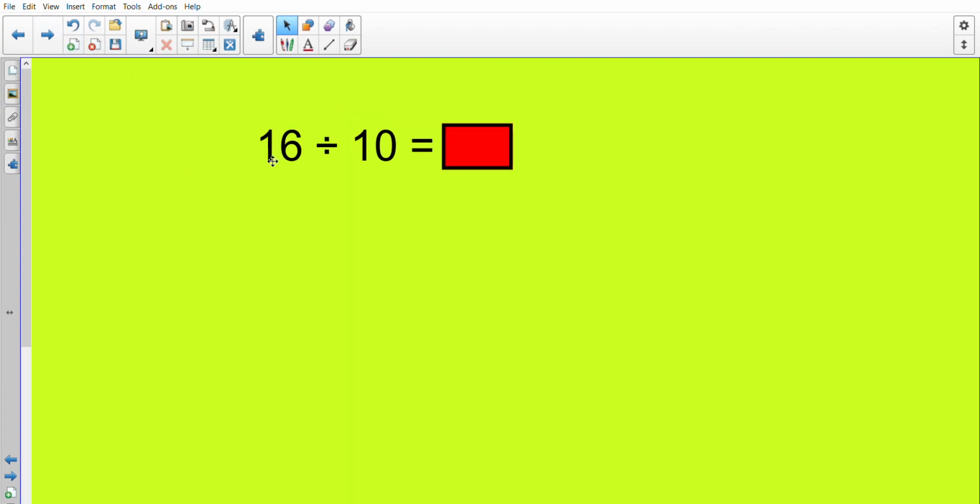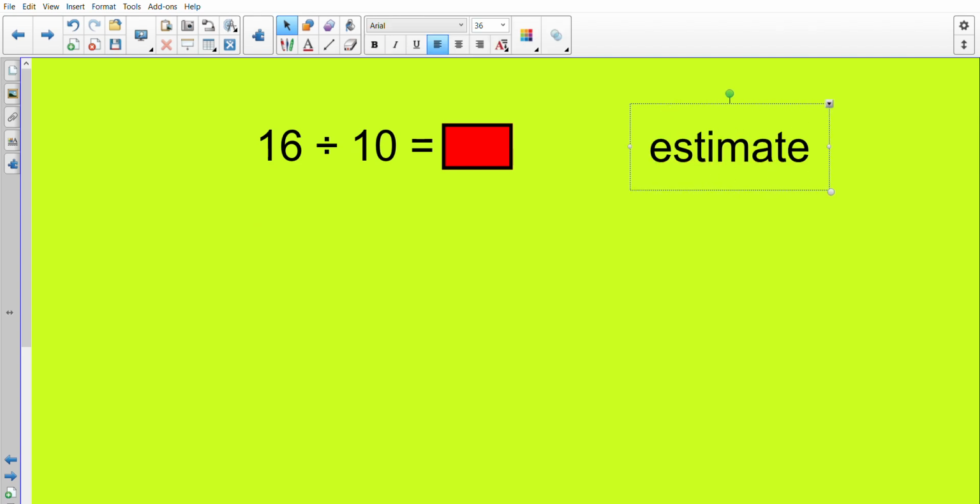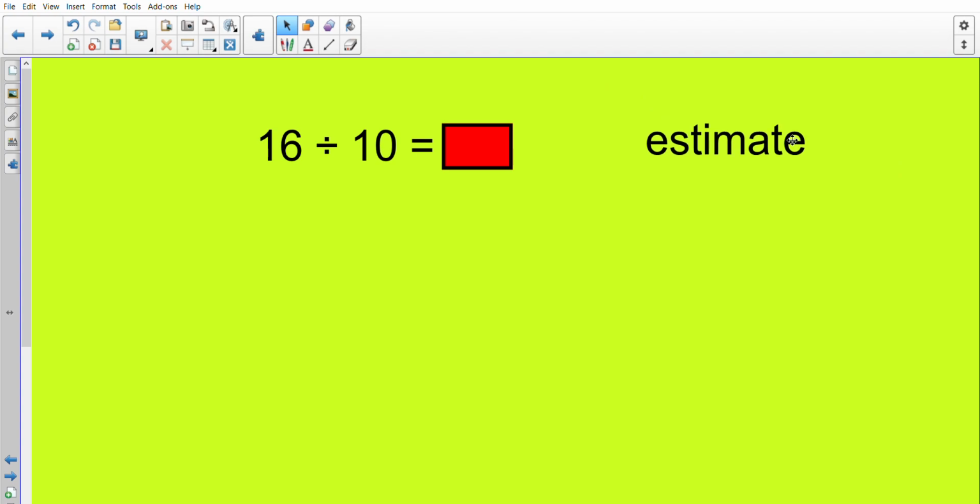Right, let's try this one. 16 divided by 10. Well, remember, we like to estimate first, don't we? It just gets us in the right area. So, well, 10 divided by 10 is 1. So that's going to be 1 point something, isn't it? So we'll take 16 and turn that into 16 point. Because the 0 doesn't add any meaning to it, does it? We're dividing by 10, so we hop one place to the right, and we get the answer 1.6.